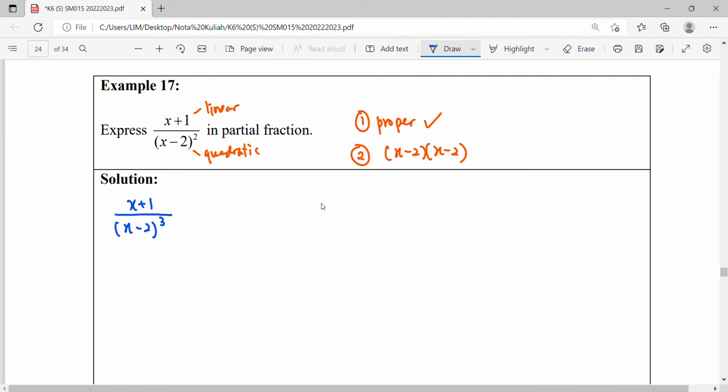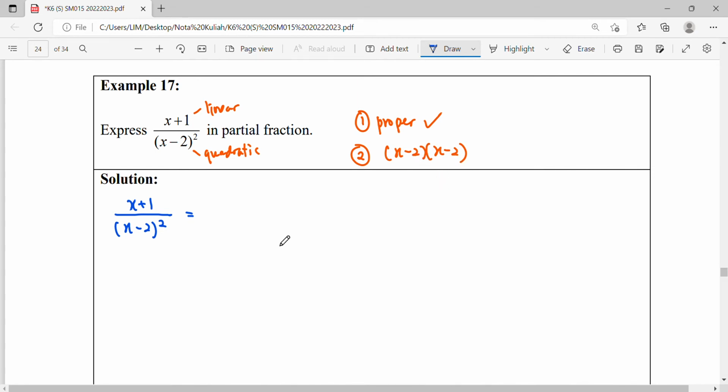For these partial fractions, step number 3, we're going to split the factor into smaller fractions, which means the partial fractions. How we split will be according to the factor that we have in the denominator. You can notice that the denominator is a linear factor, but it is repeating. x - 2, x - 2, they are the same, a repeated factor.